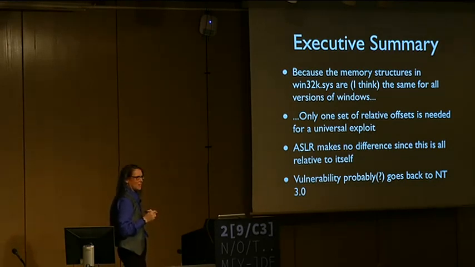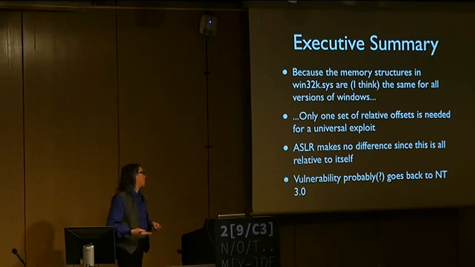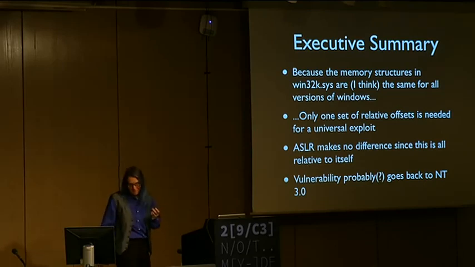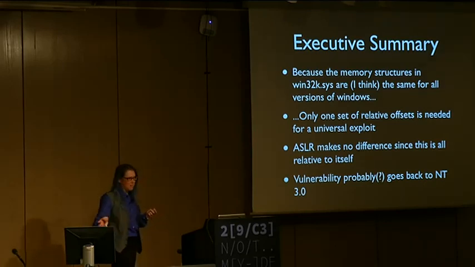Looking around online at open source TrueType stuff, basically all of it was written in 1988 and last revised in 1993, and nobody's touched it since. I think all the structures are the same size, so all the offsets are always the same, and they're all relative. I haven't actually looked at all the kernels to verify this, but you only need one offset to work on all versions of Windows, since the kernel already knows where everything is. ASLR, address space layout randomization, doesn't make the slightest bit of difference, because the exploit doesn't need to know where anything is.